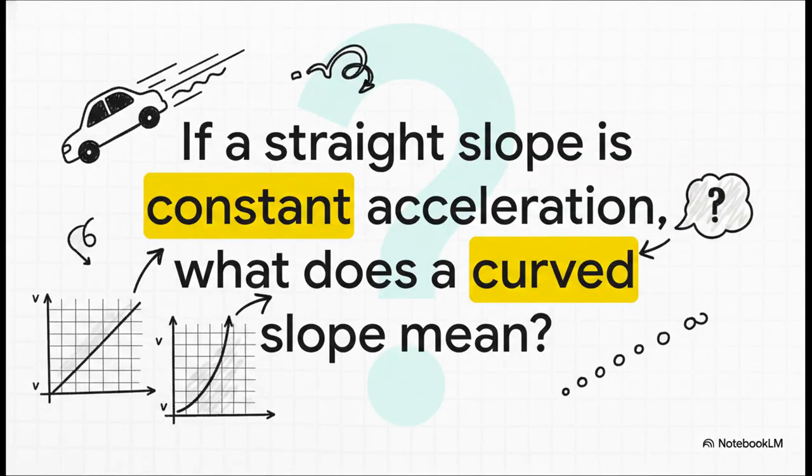So, we've pretty much mastered that a straight line on one of these graphs means constant acceleration. But that leaves us with a really interesting final question, doesn't it? What if the line isn't straight? What does a changing, curved slope tell us about how that object is moving?